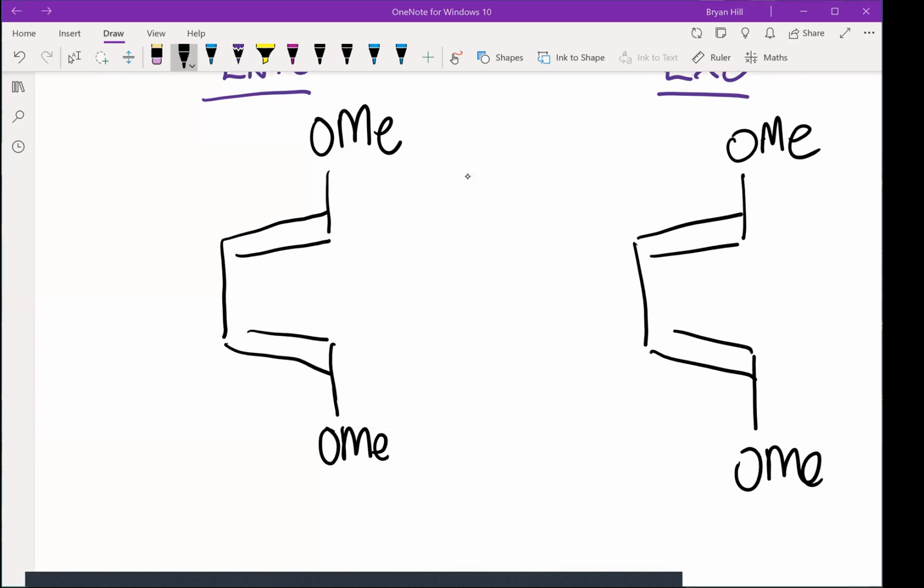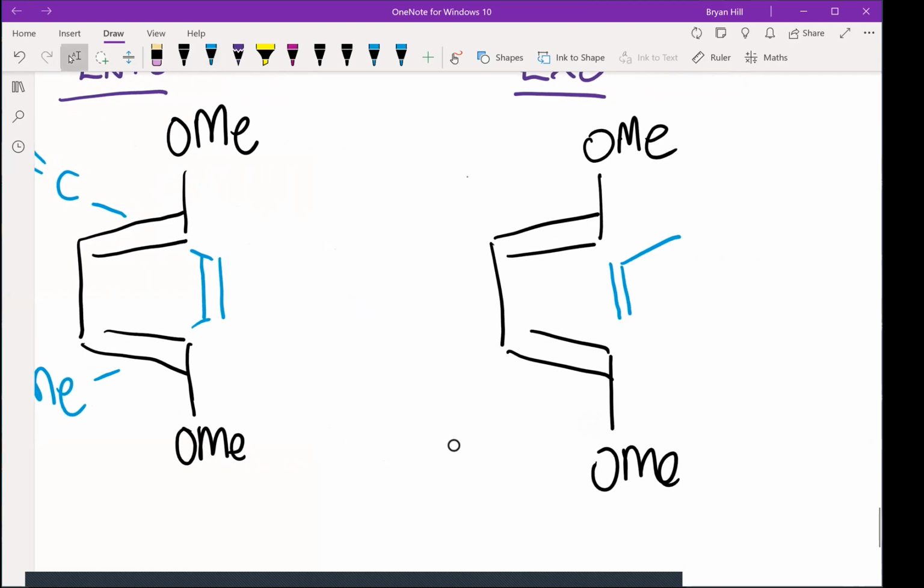Okay, so we've drawn our exaggerated version of our diene. Now we're going to add our dienophile. So here we go. In the endo transition state, the cyano group will be underneath, and the methyl group in this case is also underneath. And in the exo, this over a bit.